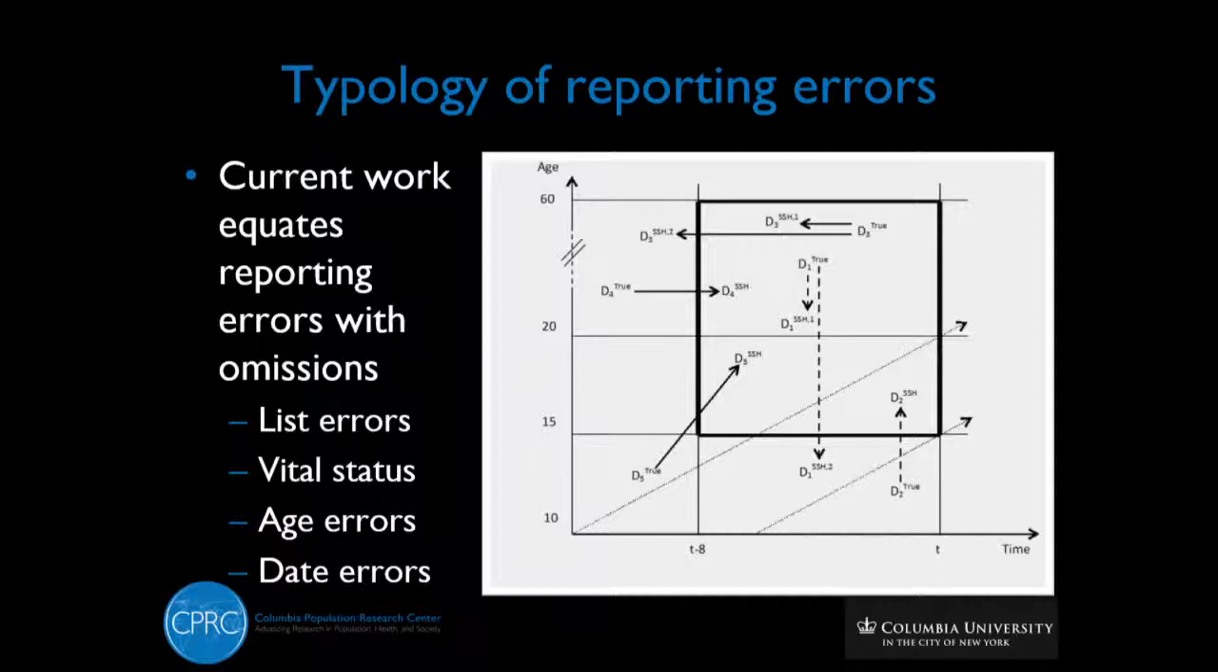omissions are one potential list error, but other list errors, for example, include adding extra siblings to the list of your maternal siblings, which may happen, for example, when you live in large families where there are multiple marriages, where there are foster children, and so on and so forth. You may have inclusions here that are not maternal siblings. Other errors may occur on the vital status of the siblings.